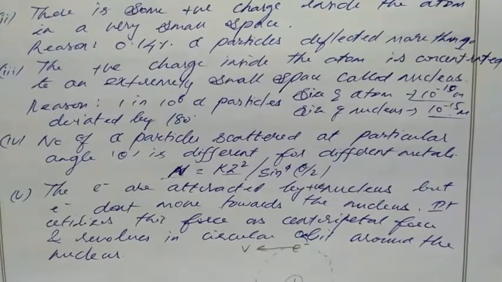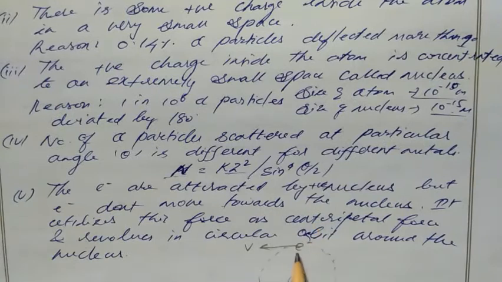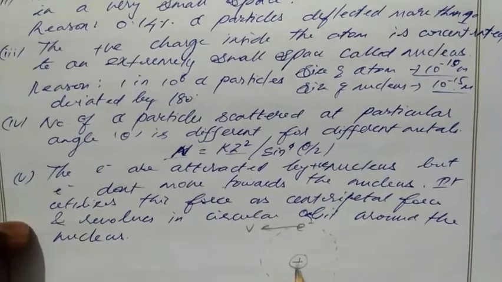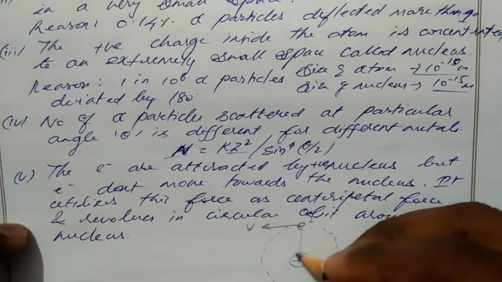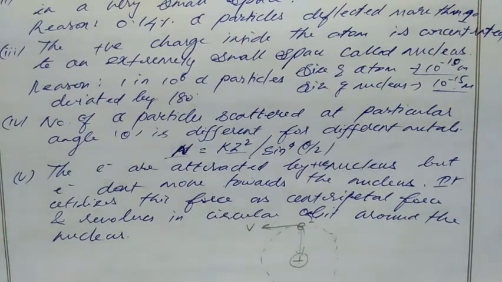The fifth conclusion: the electrons are attracted by the positive nucleus, because electron is negative charge and nucleus is positive charge. So there is a force of attraction, Coulomb force, between electron and positive charge, correct? But electron does not move towards the nucleus. Even though there is an attraction force, electron is not able to move towards the nucleus. Why? Because it utilizes this force as centripetal force and it revolves in circular orbit around the nucleus.